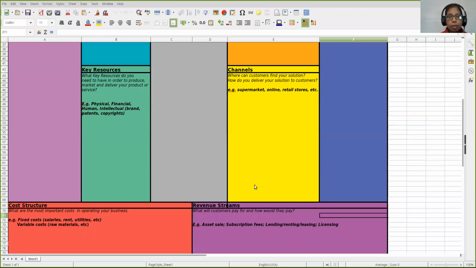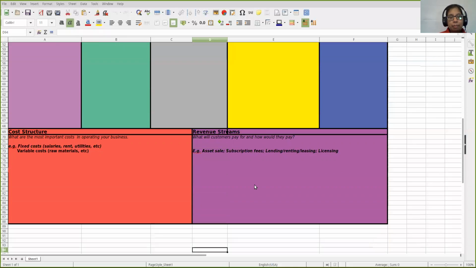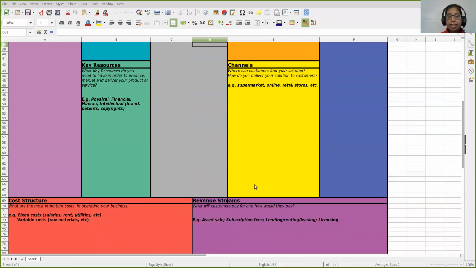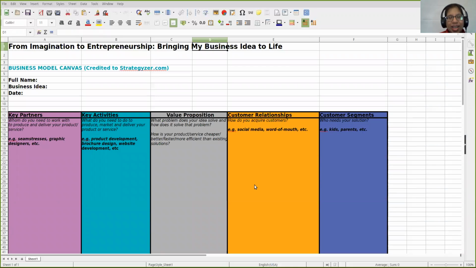So, revenue streams would be, what exactly would the customers be paying for? What are the different products? For example, if you have ranges of products or multiple products that you are selling under your business, you can include that over here. Okay, so that pretty much sums up the business model canvas, and your assignment would be to populate this business model canvas for your business idea.